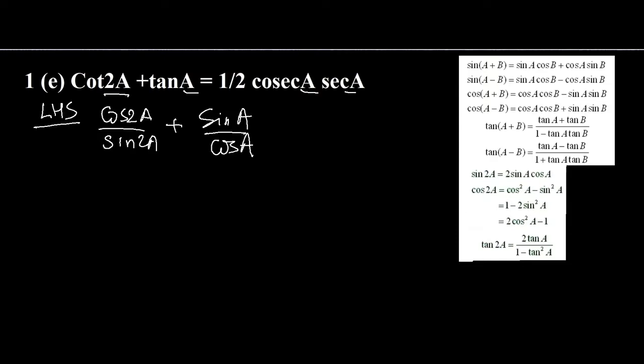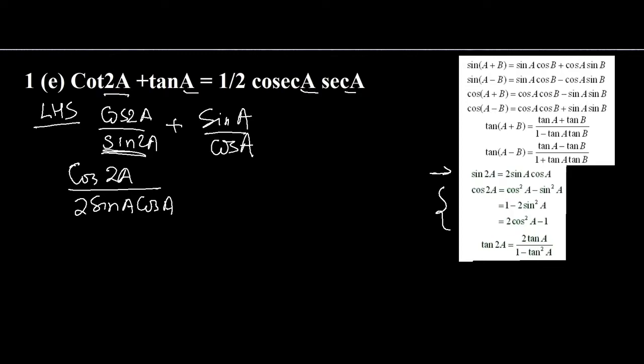Right? And now we'll use identities. Sine 2a, let's focus on the denominator. Sine 2a is 2 sine a cos a. So 2 sine a cos a. And I'm not sure about cos 2a, because cos 2a has 3 identities. Which one will be useful? We'll decide later. So keep it like this.